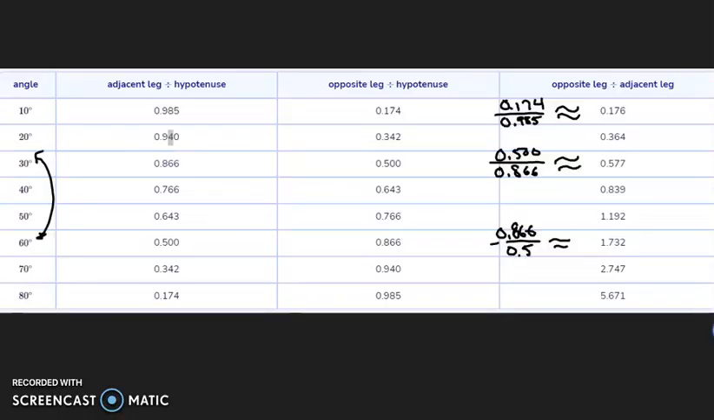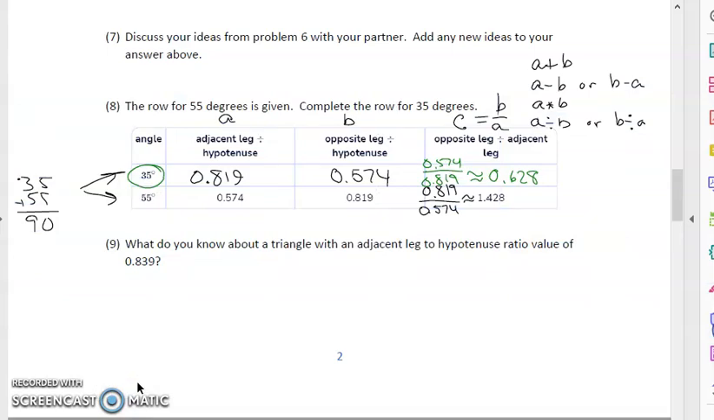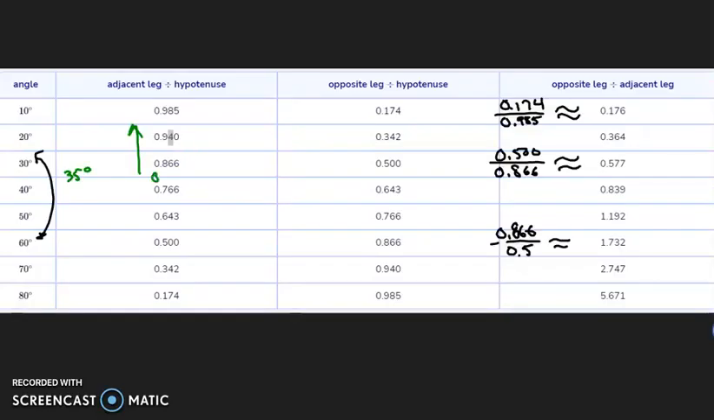So let's go back to your answer. So I'm looking for 0.839, and actually for the first column, the answers here are going up. So 35 degrees was at 0.819. So I'm looking for 0.839. So that means that the answer is somewhere between 30 and 35 degrees.